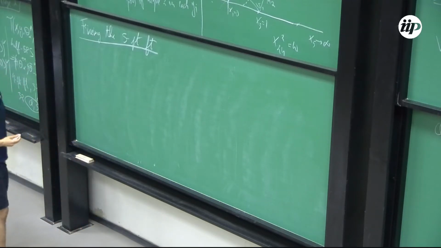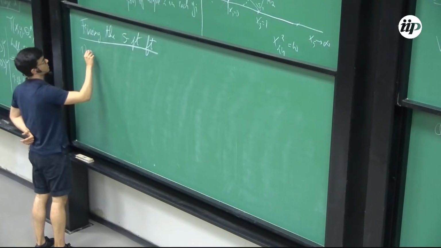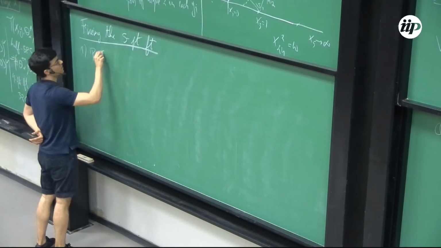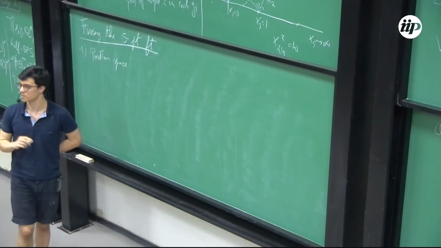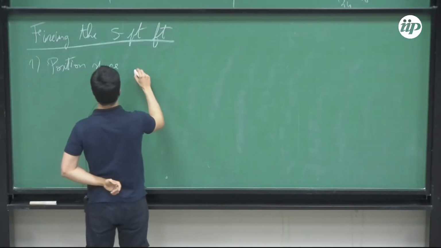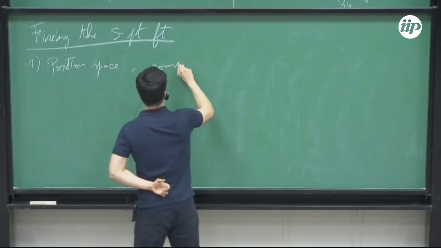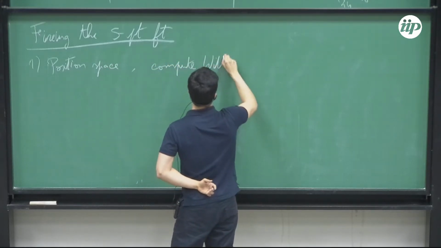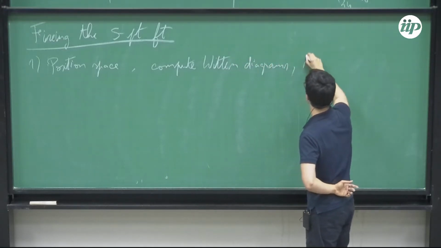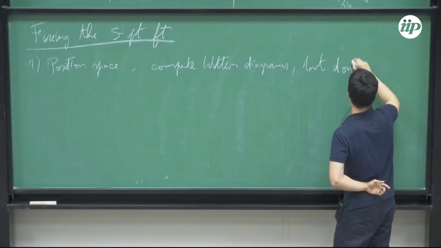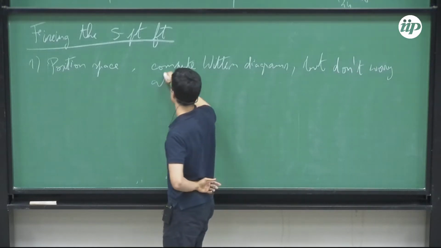Okay, so now let's start drawing some diagrams. So we have a first method. Method number 1 was basically this position space method that already Shenker used for 4-point functions in N equals 4. So it's a position space method, where basically what we do is we compute Witten diagrams, but don't worry about extracting the couplings.